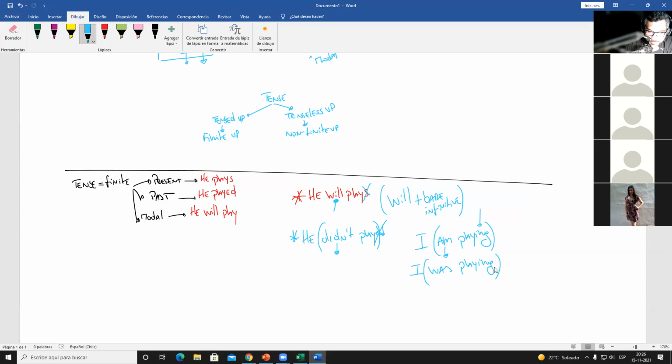Mírala de abajo: es la misma, pero ahora ya no está en presente, ahora está en pasado. ¿Cómo sé yo que está en pasado? Por el was. Exacto. ¿Y la acción termina o no termina? No termina. ¿Cómo sé eso? Por el ing. ¿Se entiende, no?